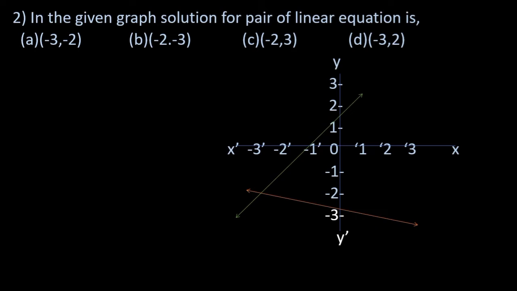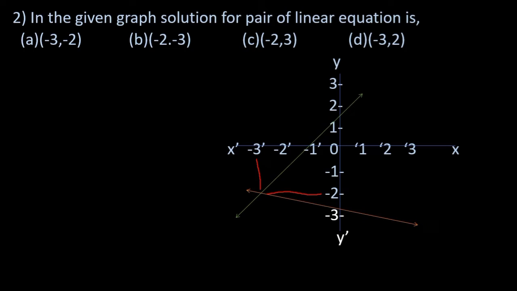In a given graph, the solution for the pair of linear equations is: options we have minus 3 comma minus 2, minus 2 comma minus 3, minus 2 comma 3, minus 3 comma 2. Here they gave a graph. We need to write which is the correct answer for this one.